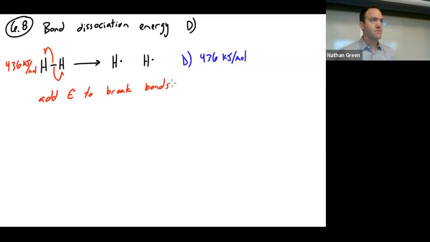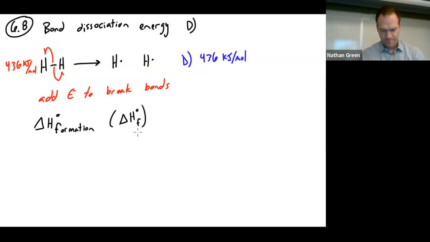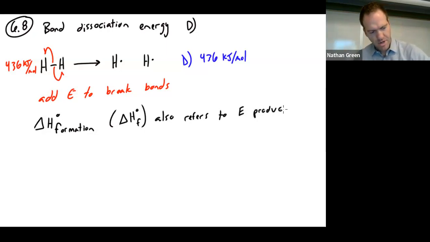We can also refer to the bond energy from a formation. We can also use something called the delta H of formation. How do I want to write this? Delta H of formation, which is often just abbreviated as delta H F, also refers to the energy produced when a bond is formed.